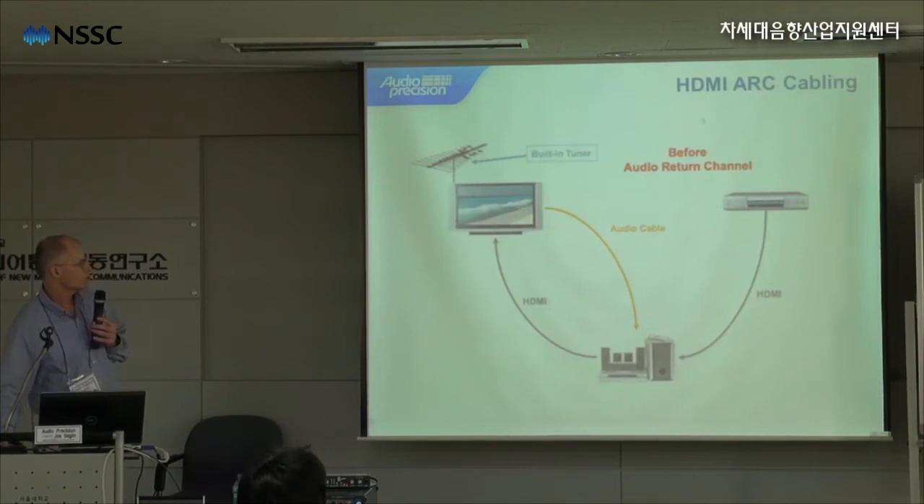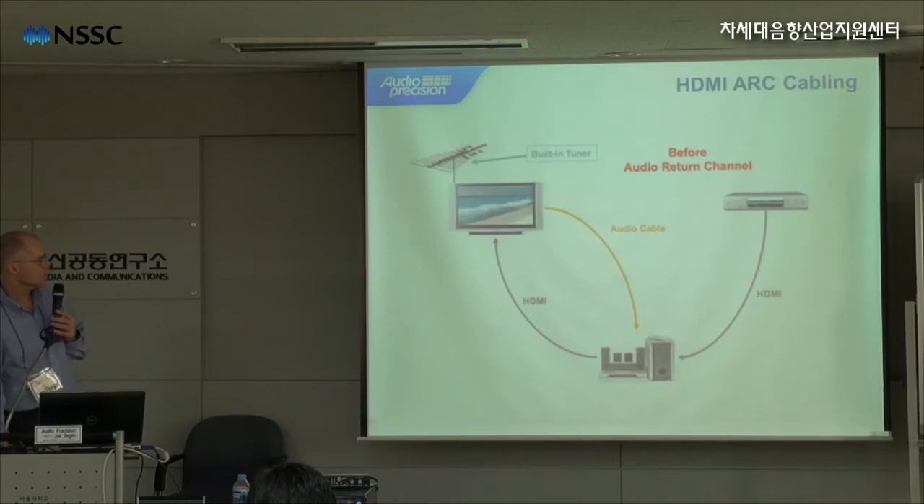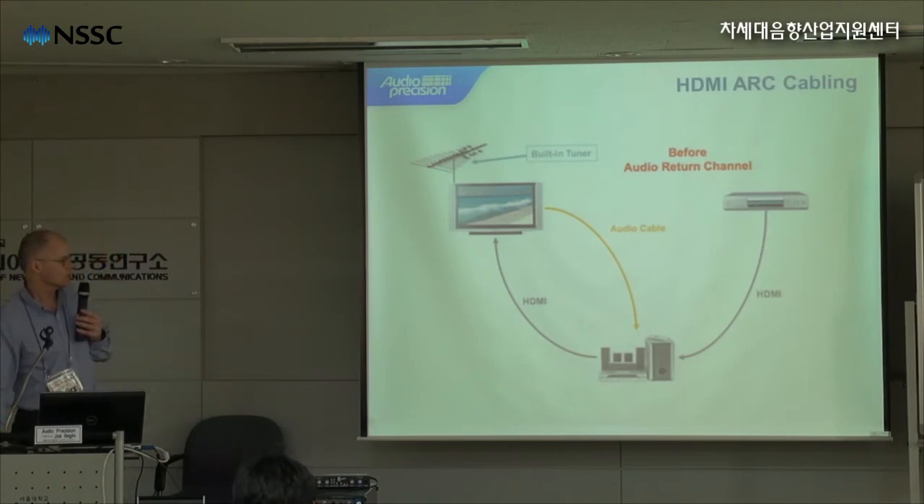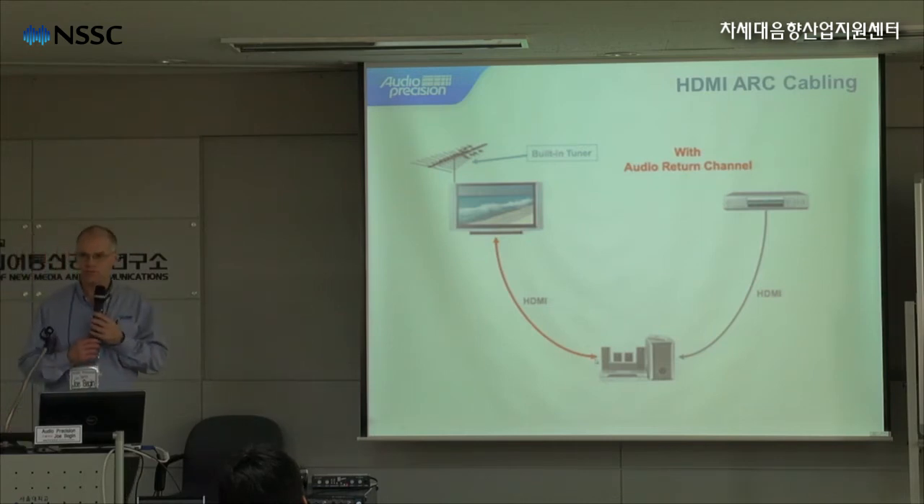As you can see here, you're tuning in a signal over the air, and you're also connected via HDMI to your receiver. Before you had the audio return channel, you would have to run a cable like SPDIF or optical between the television and the receiver. Once the audio return channel was added, you can now send that audio signal back over the HDMI cable in the reverse direction from the main signal.